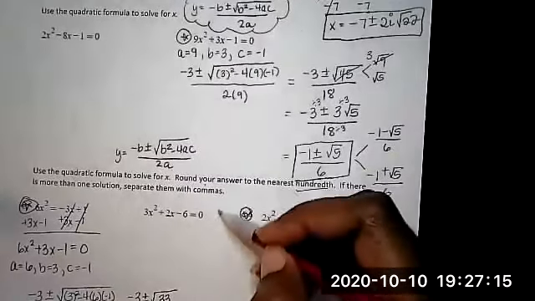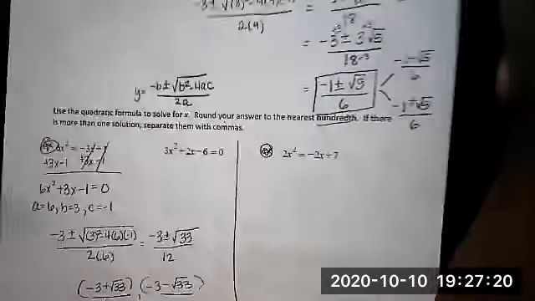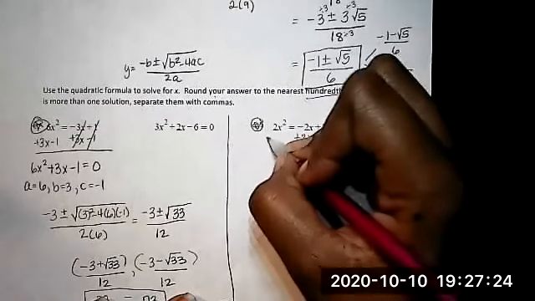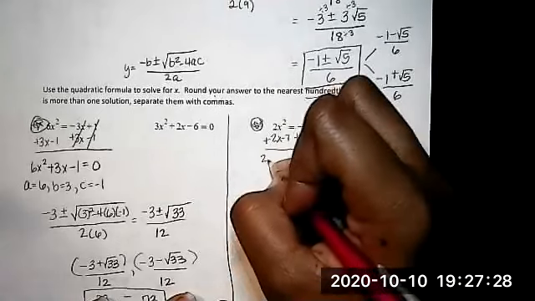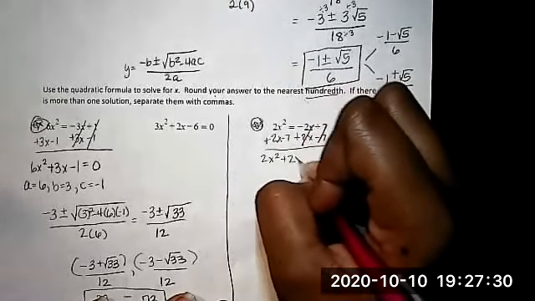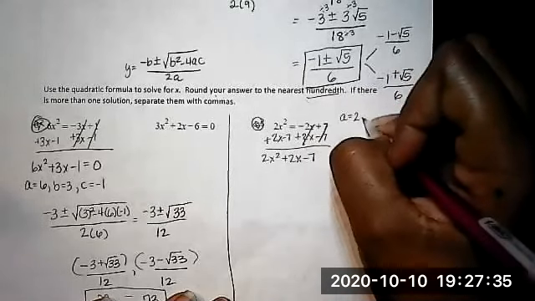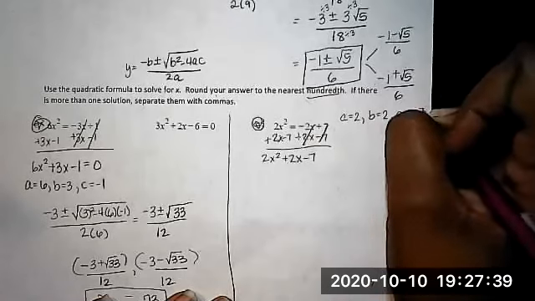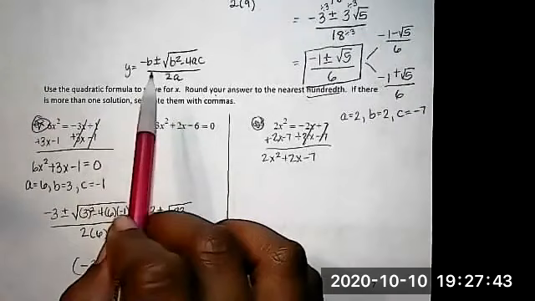All right, so let's move on to the next one. This is our next one that we're going to be working with. Again, they have to be equal to 0, so add 2x minus 7 on both sides. This becomes 2x squared plus 2x minus 7. A is what? 2. B is 2. C is -7. Okay, we're using the quadratic formula.